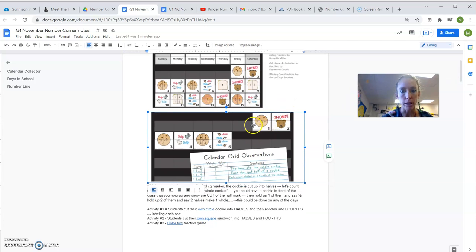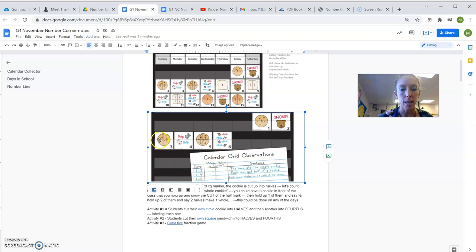You wouldn't put the first calendar grid marker in your observation chart because you're unsure at that point what's supposed to go in there. Come the second one, then you're going to put something in there because someone ate that. The bear ate one whole cookie. So there we go. It's a whole. He ate the whole thing.